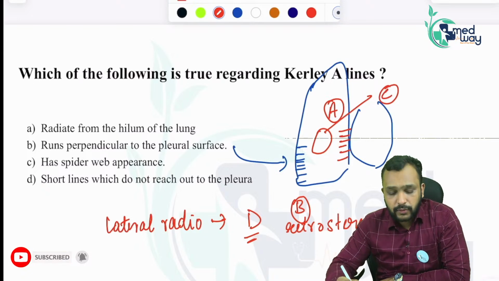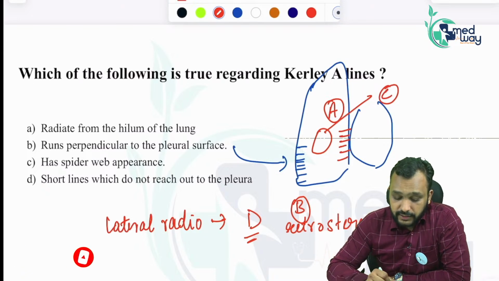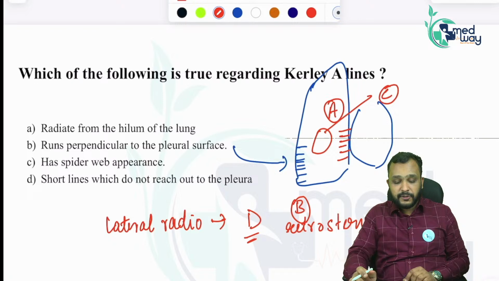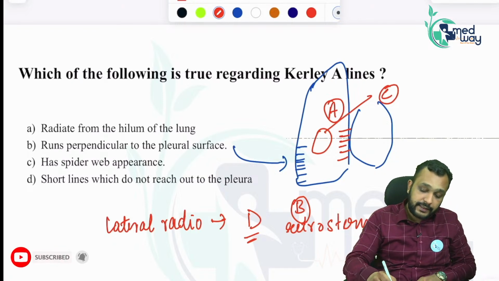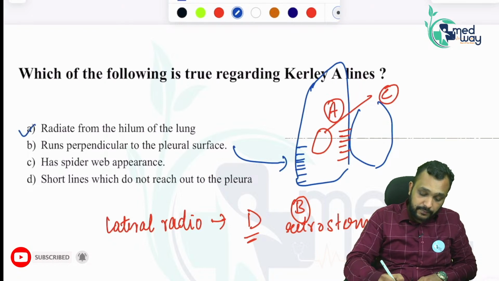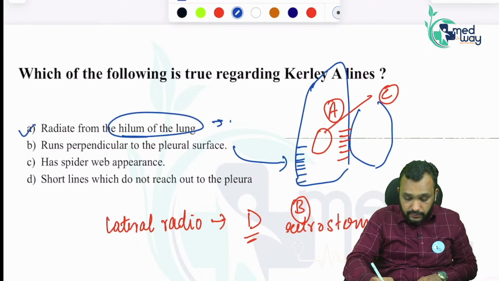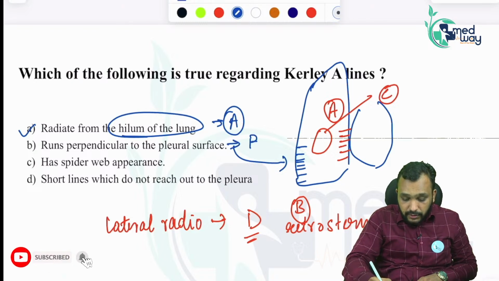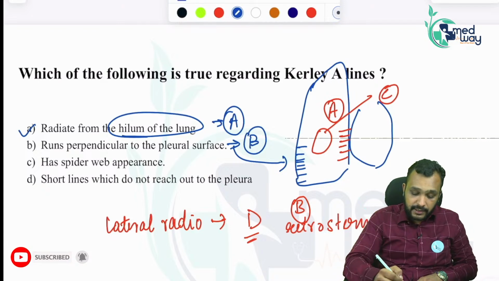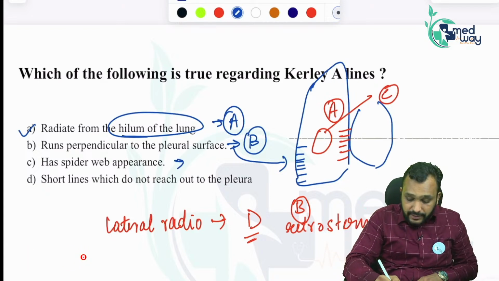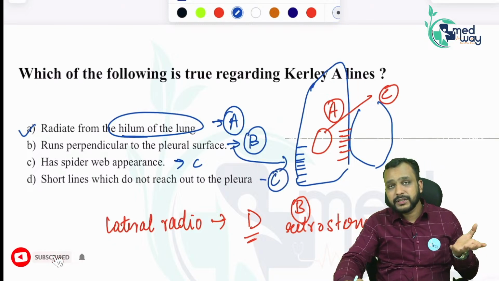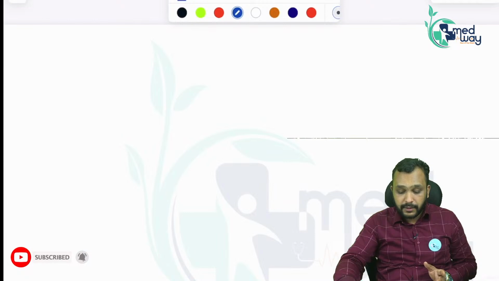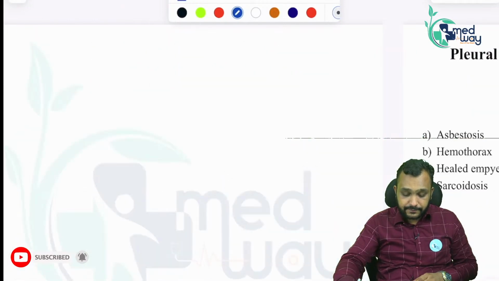Now let us have a look at the question: which of the following is true regarding Kerley A lines? These Kerley A lines, guys, radiate from the hilum of the lung. Lines running perpendicular to the pleural surface are your Kerley B lines. Having a spider web appearance is your Kerley C lines, okay? Short lines which do not reach out to the pleura, right?